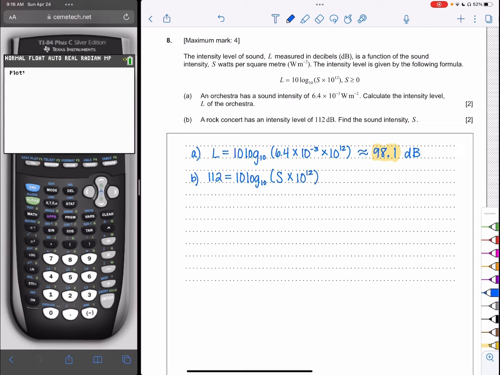All right, so I'm going to put the left side in Y1, and then I'm going to put the right side in Y2. So that's going to be 10 times the log of, instead of S, we're going to put X. So this is going to be X times 10 to the power of 12. And then we're going to graph it.